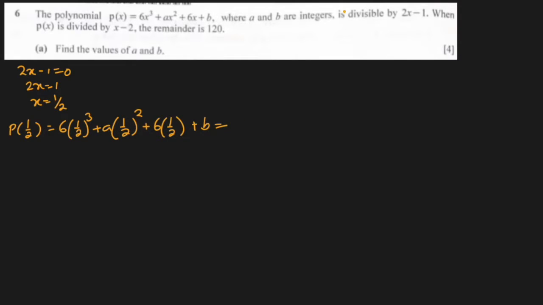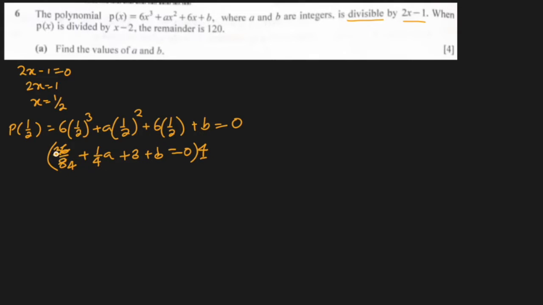And since it is divisible by 2x minus 1, that means if the factor is 0, the whole polynomial will be 0 because we have substituted it here. So it will be equal to 0. So what do we get here? 6 over 8, then a over 4, let's write 1 over 4 a, and plus 3 plus b equal to 0. I don't like denominators like this. First we can simplify this, 3 over 4. Let's multiply the whole equation by 4 so that the denominators are gone.